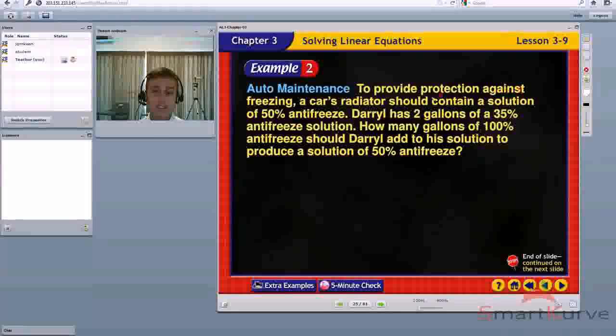To provide protection against freezing, a car's radiator should contain a solution of 50% antifreeze. Daryl has 2 gallons of a 35% antifreeze solution. How many gallons of 100% antifreeze should Daryl add to his solution to produce a solution of 50% antifreeze?